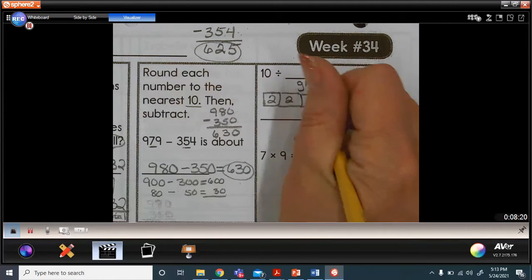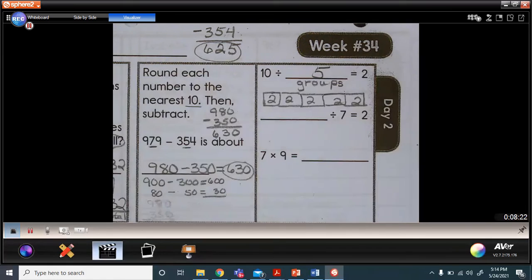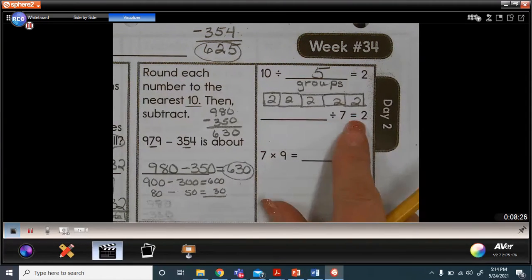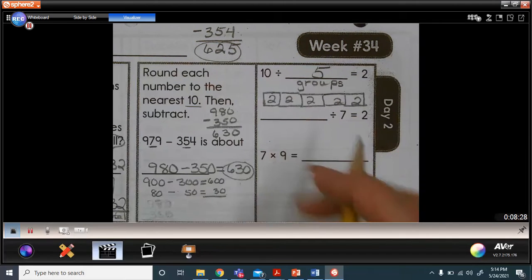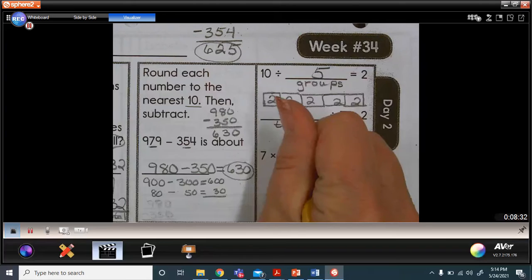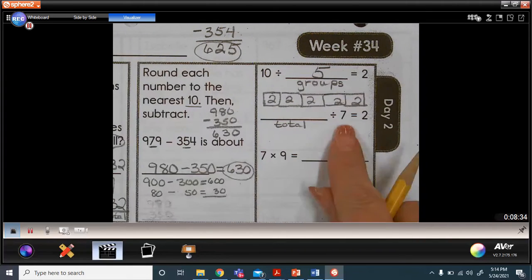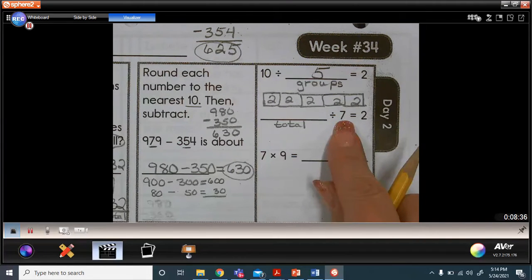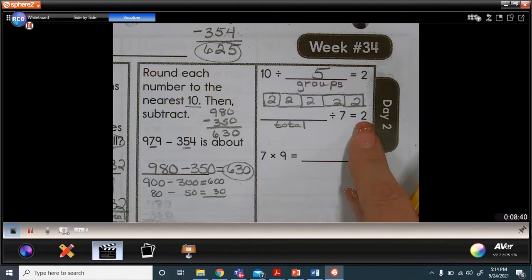Right, I have 5 groups of 2. Now, with this problem, I'm missing my total objects here. I don't know how many objects I have, but I do know how many groups I have, and I do know how many is going to be in each group.